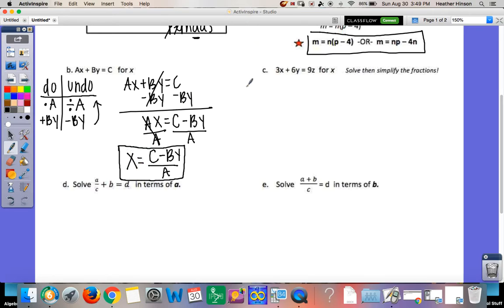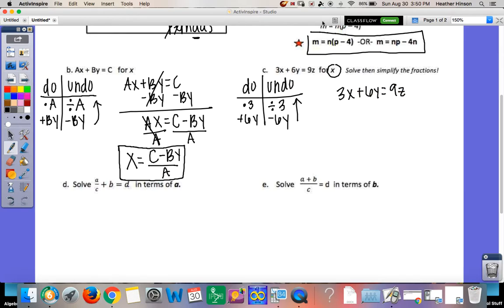Okay, we can do the same thing over here. Even if there's numbers in it, it doesn't matter if there's numbers or letters. We can do the same do-undo table. We want to solve for x. So the first thing with x is that 3. That's 3 times x. So we multiply by 3. And then out to the side, we have this plus 6y. So to undo, we're going to work from bottom to top. Instead of plus 6y, we're going to subtract 6y. Instead of multiplying 3, we're going to divide 3. So we can do those steps over here. So we're going to subtract 6y.